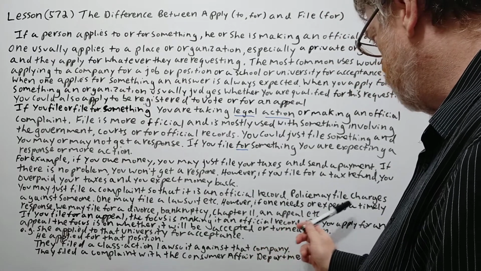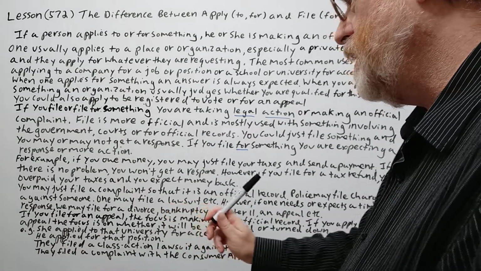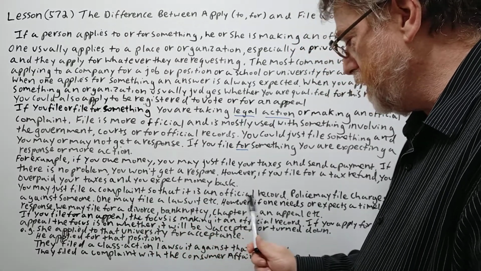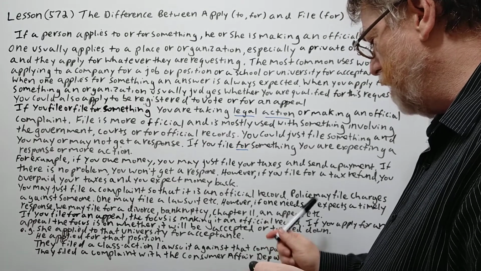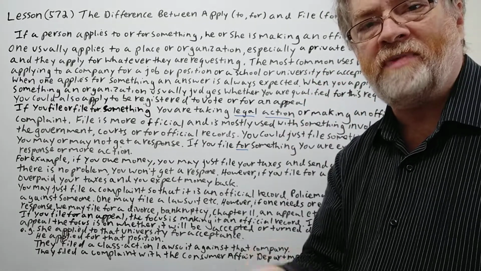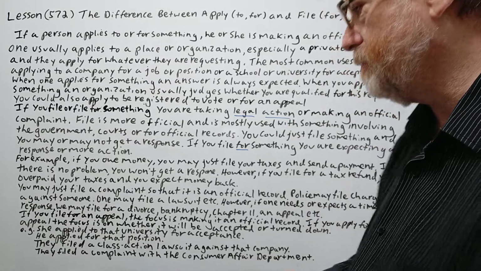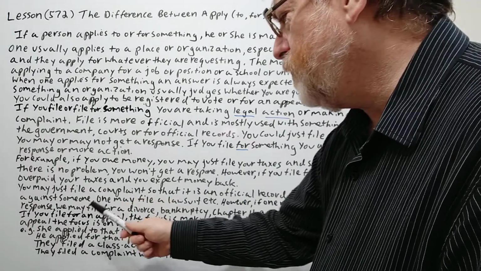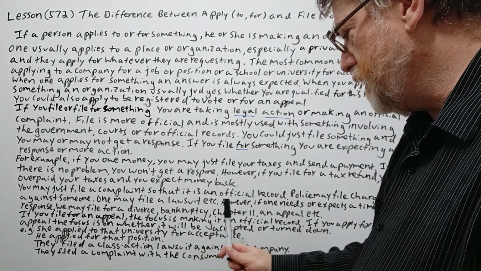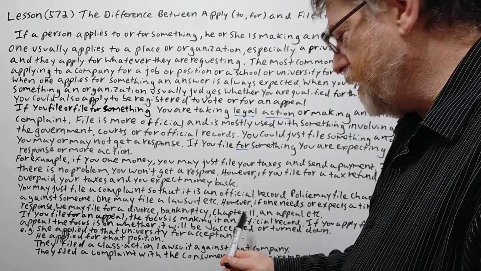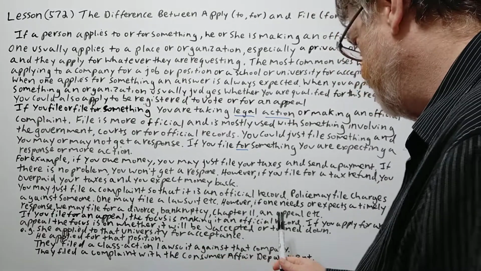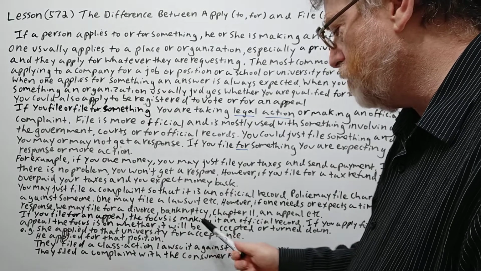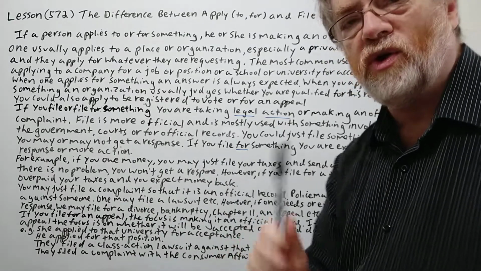However, if one needs or expects a timely response, we may file for a divorce, bankruptcy, Chapter 11, an appeal. Again, all of these things also may be judged too, whether they are good enough. Okay. If you file an appeal, the focus is making it an official record. If you apply for an appeal, the focus is on whether it will be accepted or turned down.